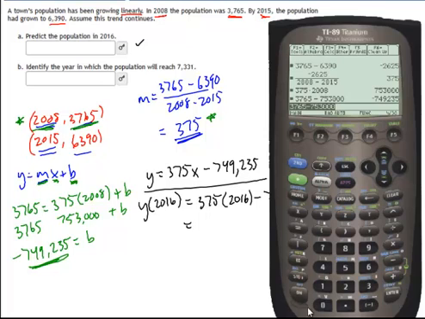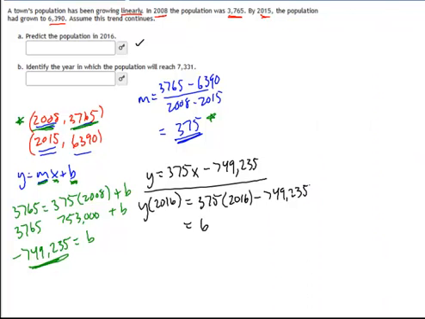When I calculate that, 375 times 2016, and then I add this y-intercept. Since I already have it up here, I'm just adding that value. I get 6765. And so that would be my answer there.